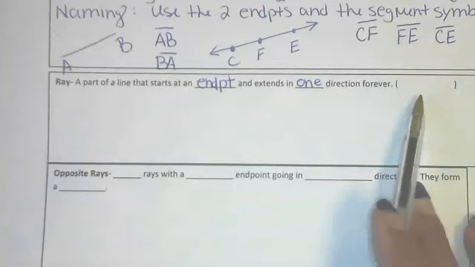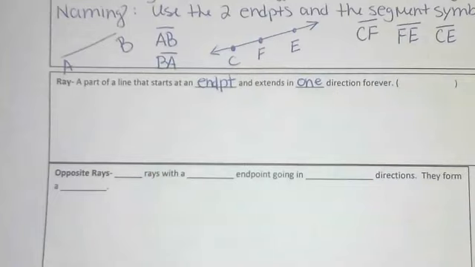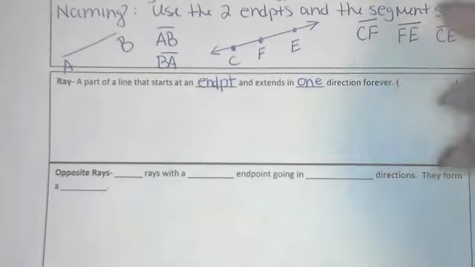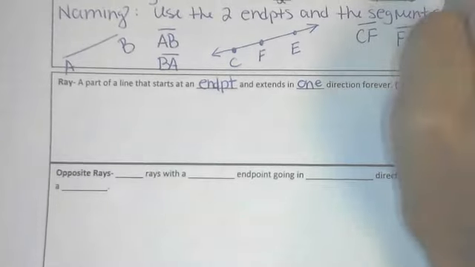Infinite length or finite length for a ray? Can you measure it? No, because that one end keeps getting away from you. You can put your ruler on the beginning, but you can never stop it on the other end because it keeps running away. So it is infinite in length.